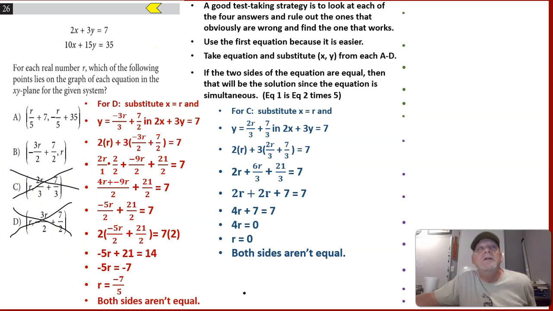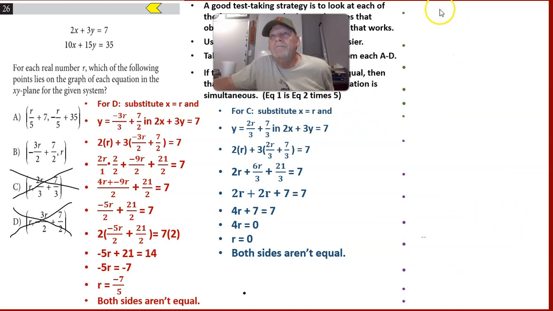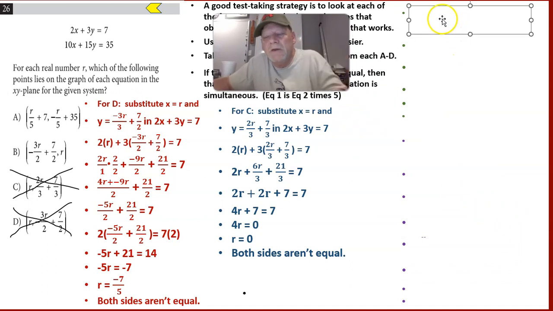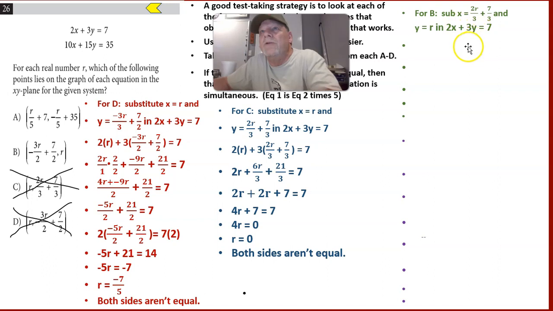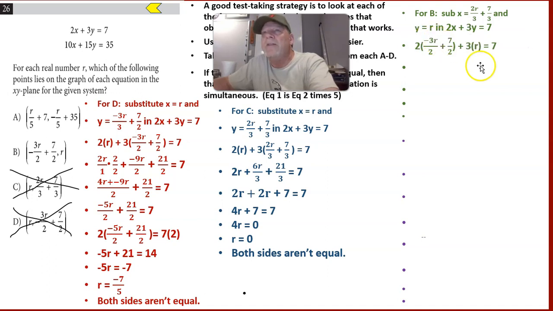All right. Now we go to B. I'm going to move this over for now so that it is not in the way. I'll move it up there. All right, so now we're putting a long rational in for X and then r in for Y. So now this is going to look a little bit different. So it's 2 times this rational plus 3 times r equals 7.